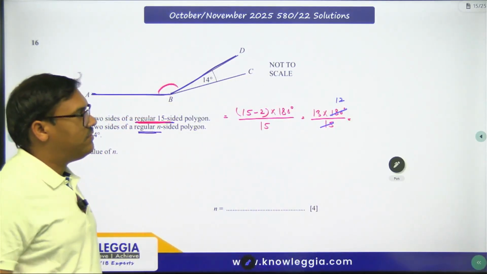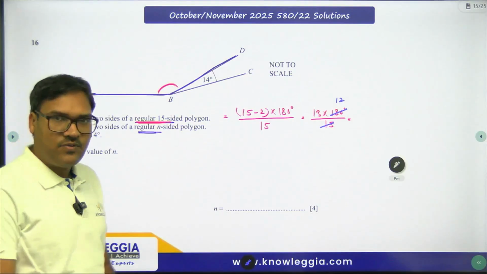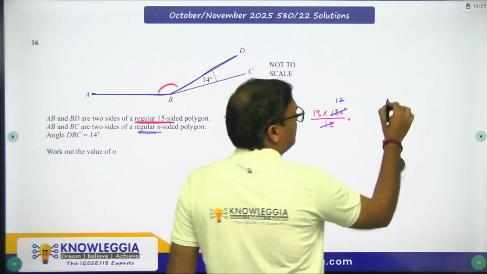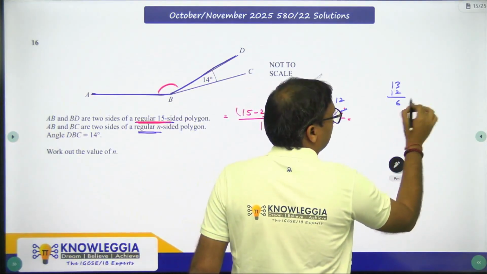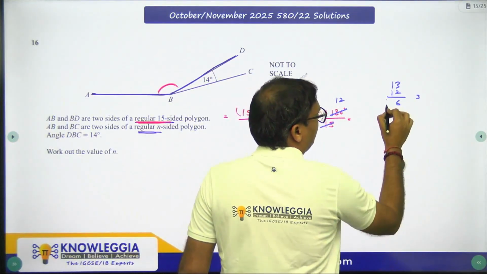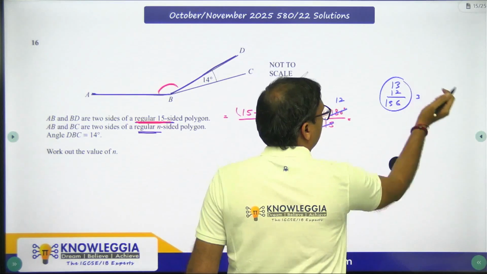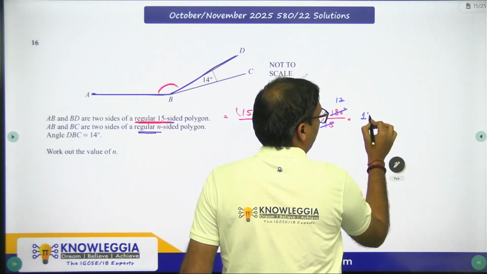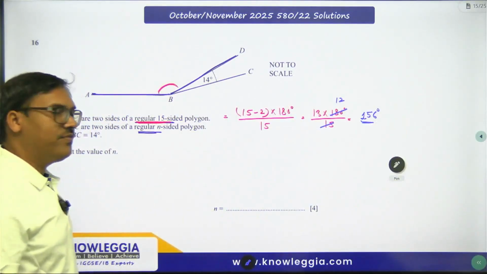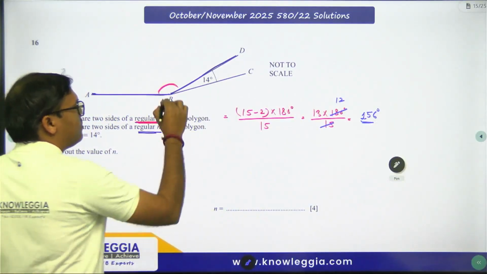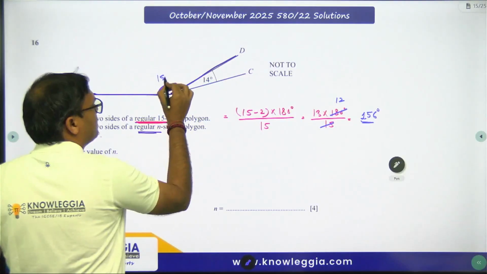So this is 150 plus 30, yeah, 12. When 13 into 12, you can see this is 13 multiplied with 12. This is 156. So what is this? This is 156 degrees, right? So this is 156 degrees. Now see, this angle is 156 degrees.